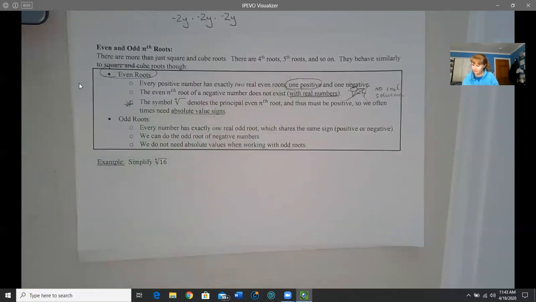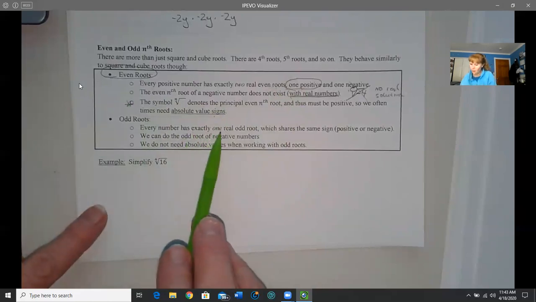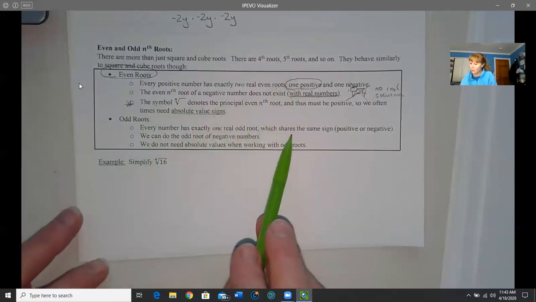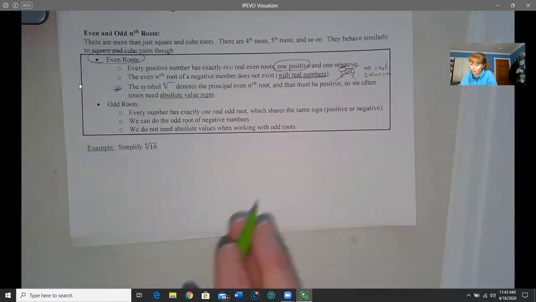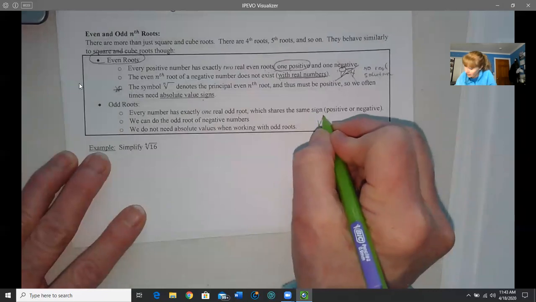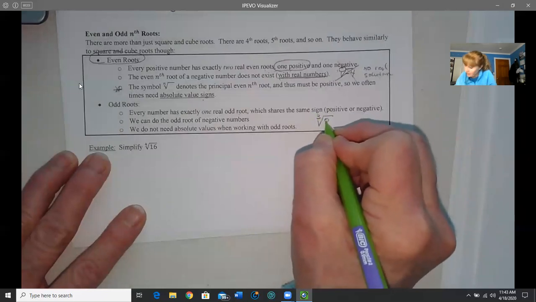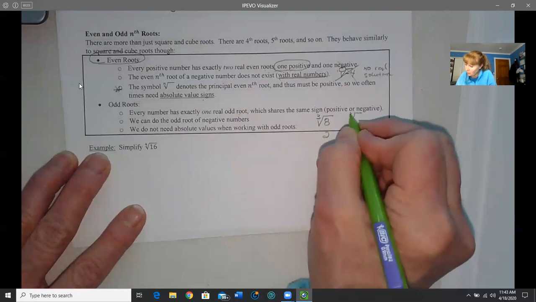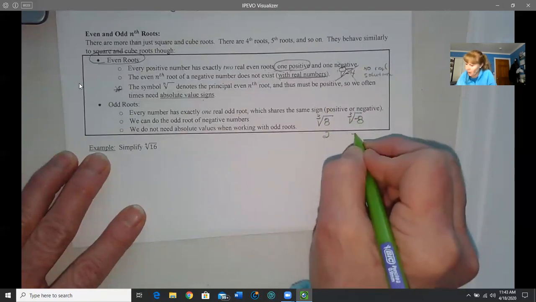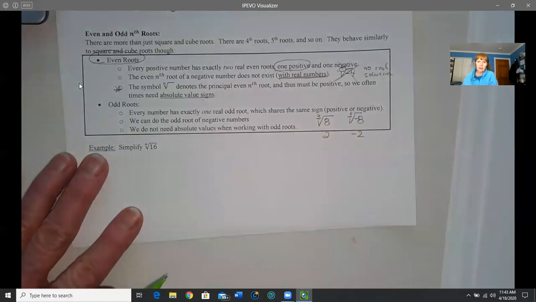Now, if it's odd, you're only going to get one real odd root, which shares the same sign. So if you have a cube root of a positive number, you're going to get one positive number. If you have the cube root of a negative number, you're going to get one negative number. The sign matches.